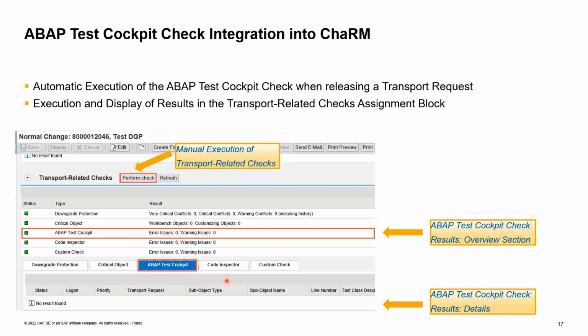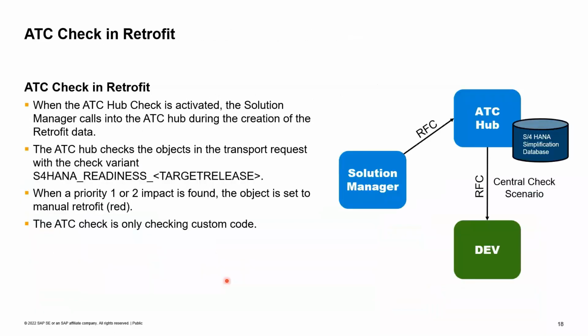As I said, important is that the retrofit can be used without ChaRM as a standalone option, which is also very popular at the moment, or it can also be used in ChaRM as a combination, or also together with focused build. So what does it mean? What are we doing when we are using the ATC check with retrofit? You need to define your ATC hub. This could be a single development system, but we will come to that later on, or it could typically be the development system of the project landscape of your S4 system.